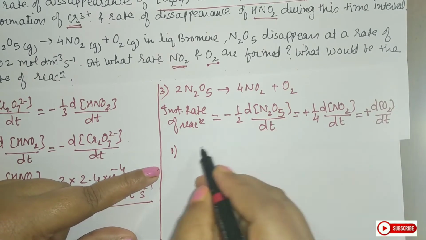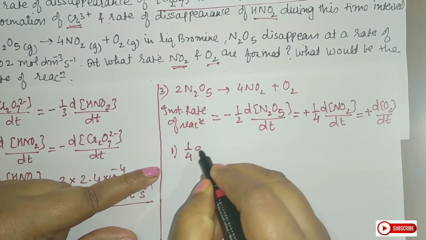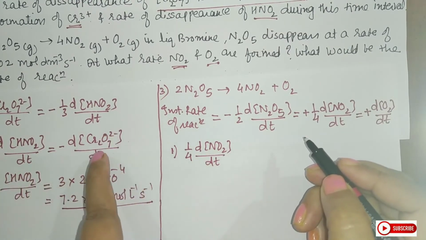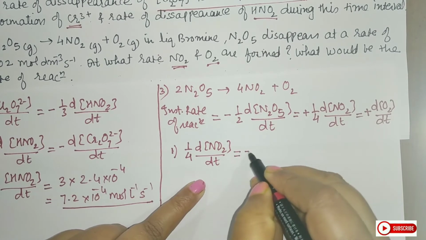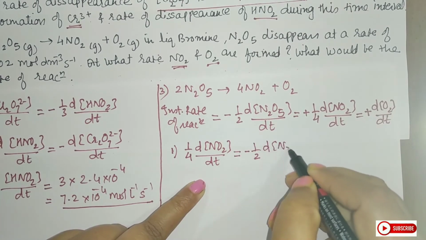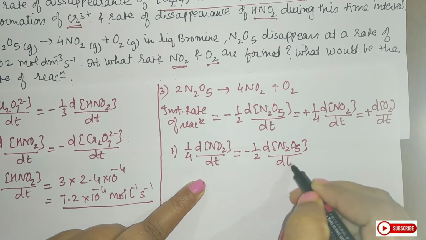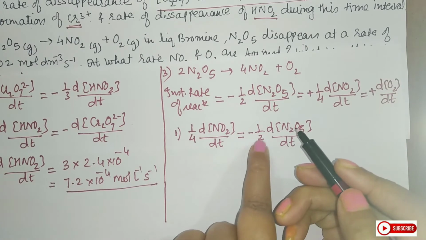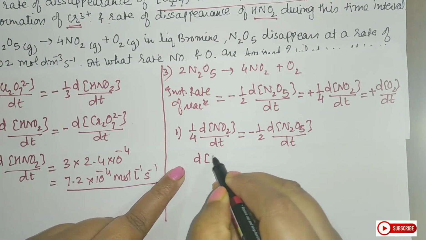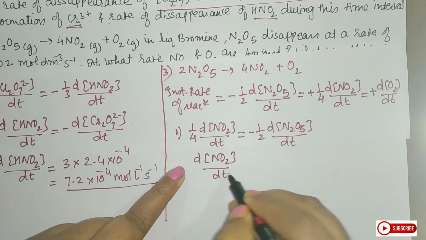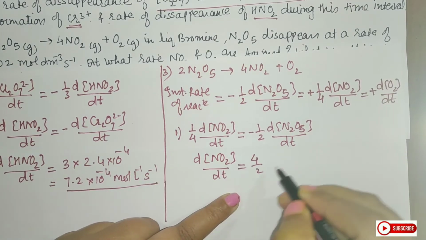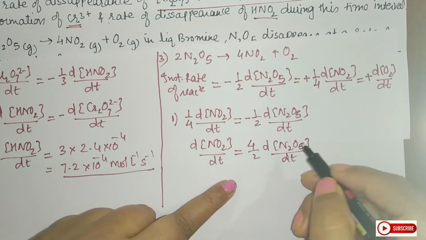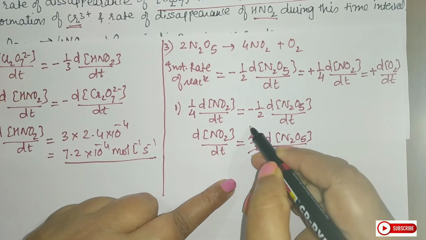So I will make an equation here. So 1 upon 4 d NO2. Whatever you have to calculate, you should always keep that to your left hand side and then correlate. So it will be half d N2O5 by dt. If I take this to this side, this will become 4 by 2. So d NO2 by dt is equal to 4 by 2 d N2O5 by dt. You can neglect that negative sign as it has got no meaning. Now this, if I sort out, this will become 2.